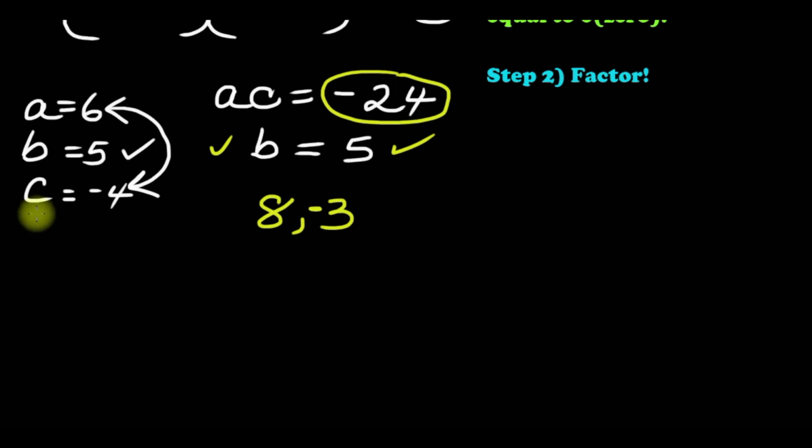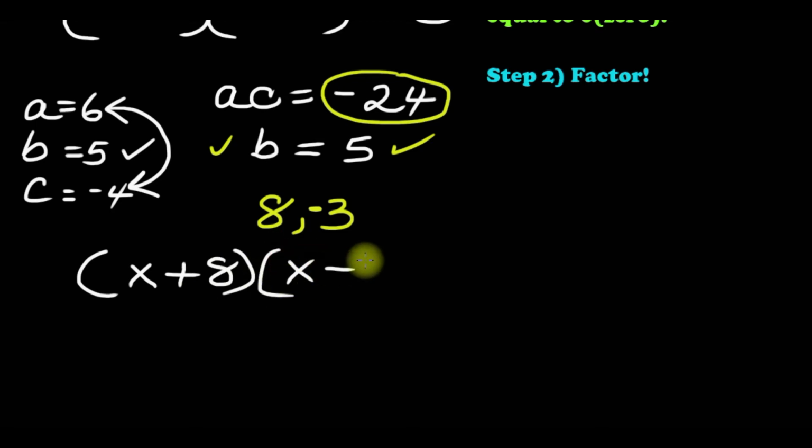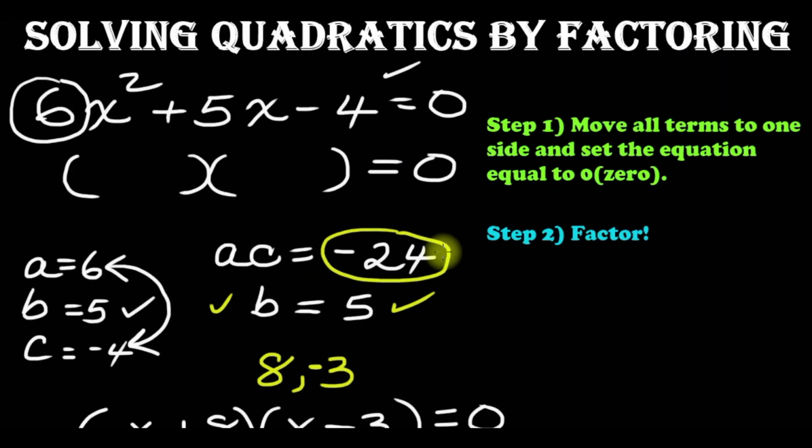What we're going to do is use those two numbers and write it out in factor form. The first number is a positive 8, so that gives you x plus 8, and the second number is x minus 3, and that equals 0. Now, in this case, we are not done. Last time a was 1. Remember, your a was 1. Now your a is 6.